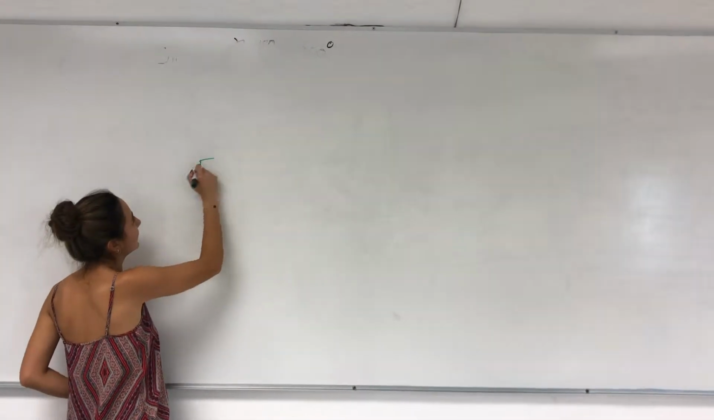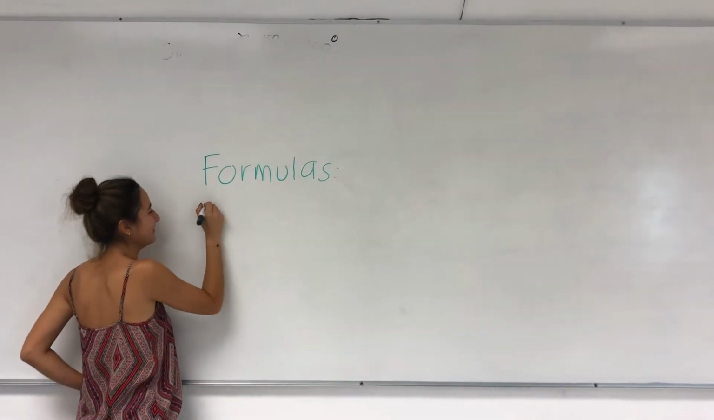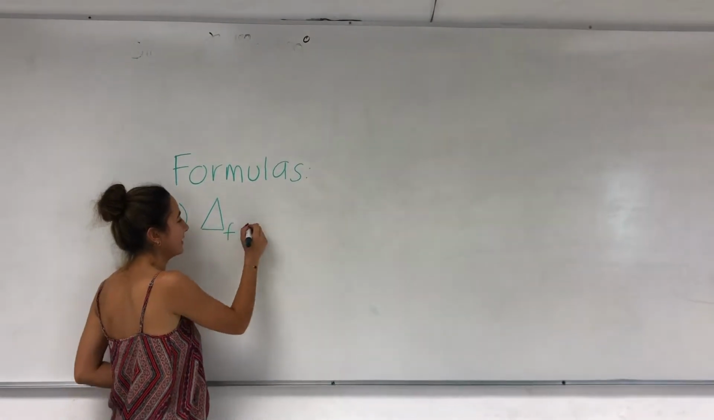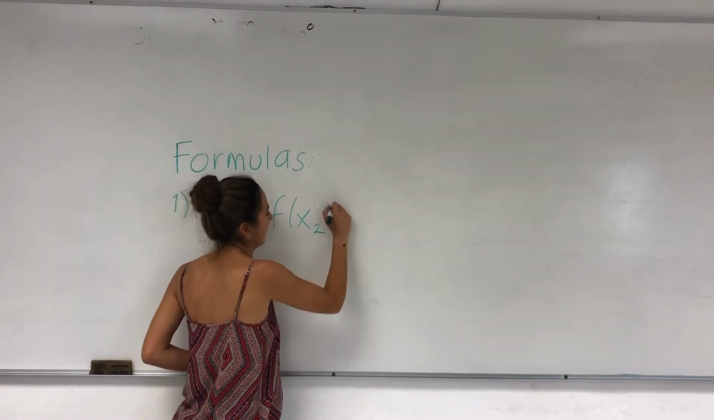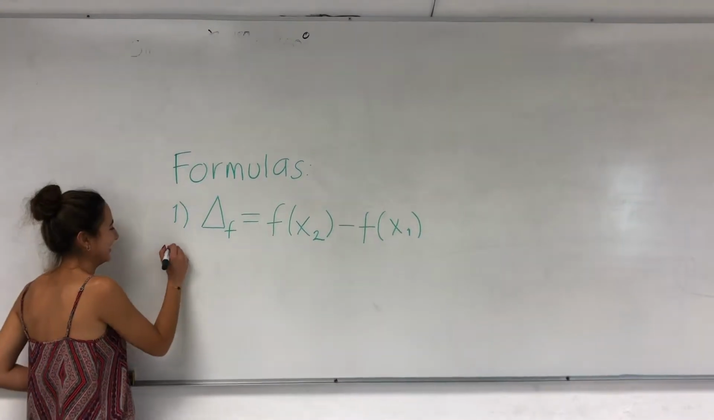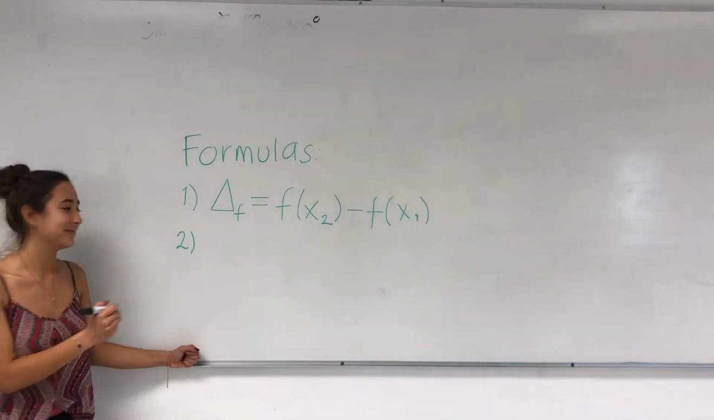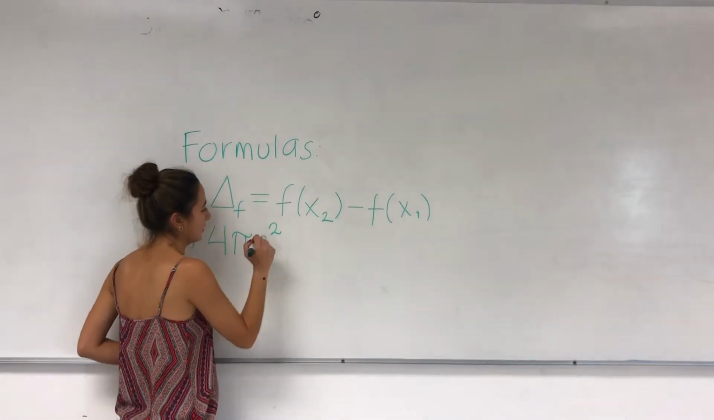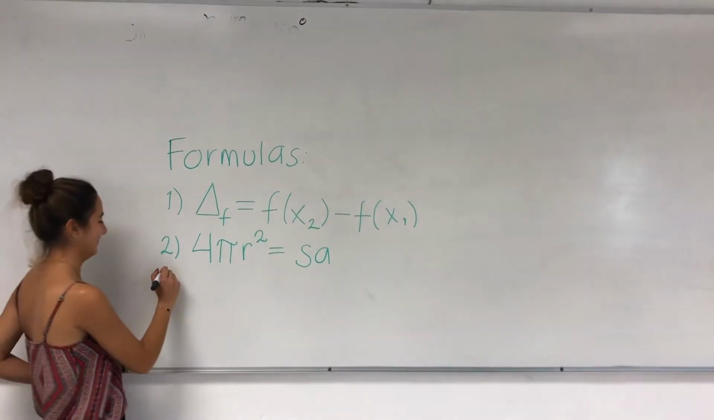For this problem, we'll use the following formulas. The first formula is delta f equals the function evaluated at the second x minus the same function evaluated at the first x. For the second formula, which is the surface area of a sphere, equals 4 pi times radius squared.